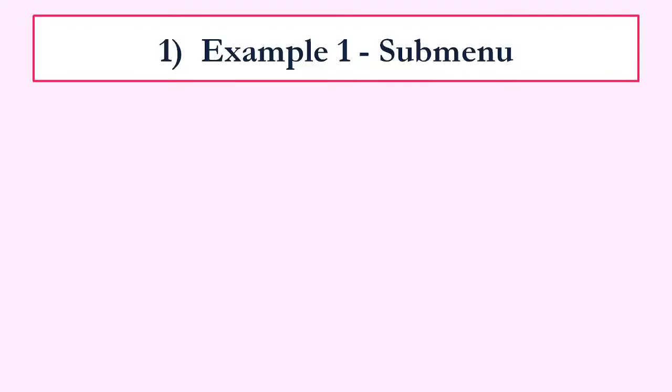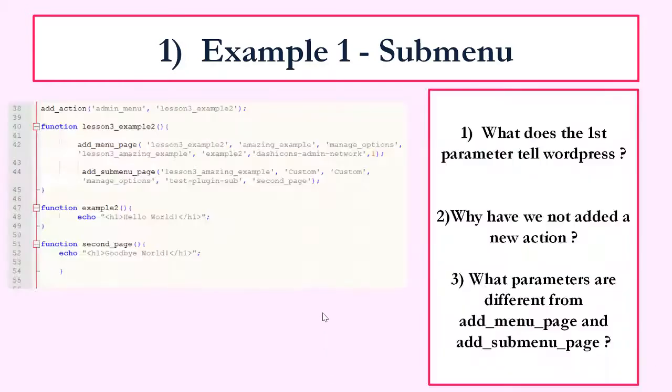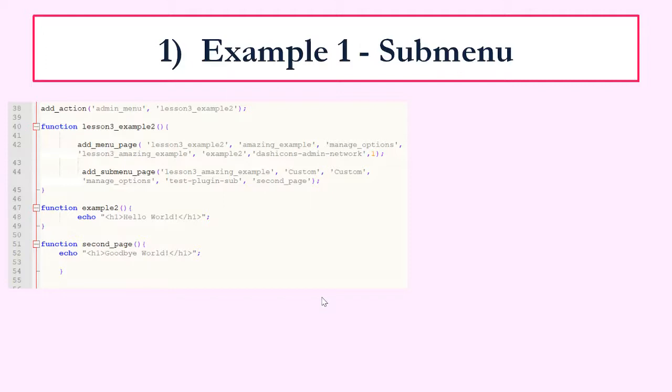We're going to look at one example for the submenu. If we look here, we have our code. You see it's very similar. We've still got the same hook. We have the function that's called. We then have the function that tells us what will be displayed in the main menu, and then the function that will be telling us what will be displayed in the second menu. Within the function, we have the add submenu page WordPress function.